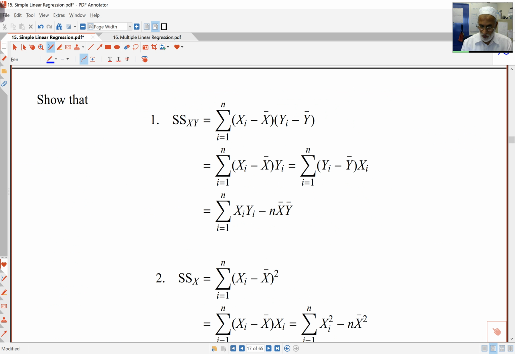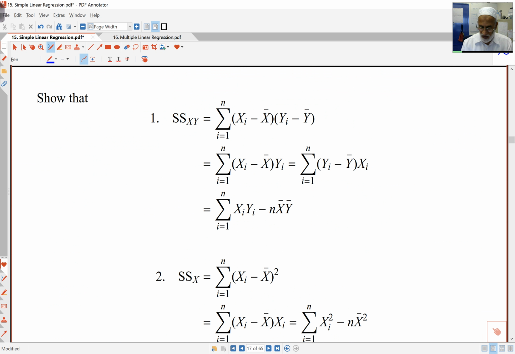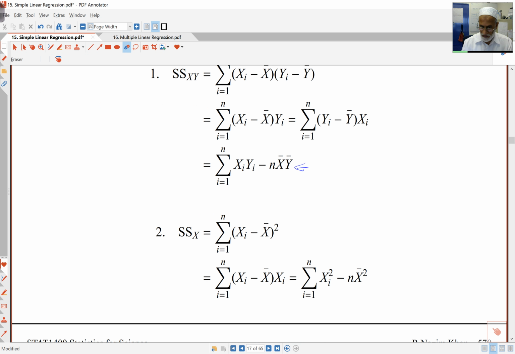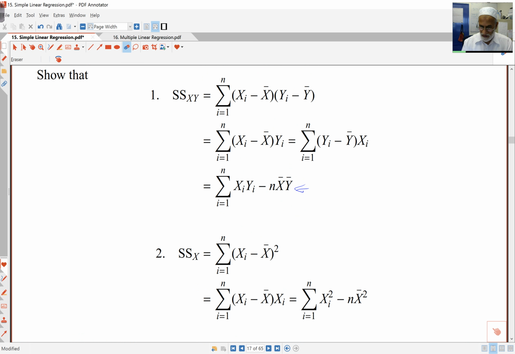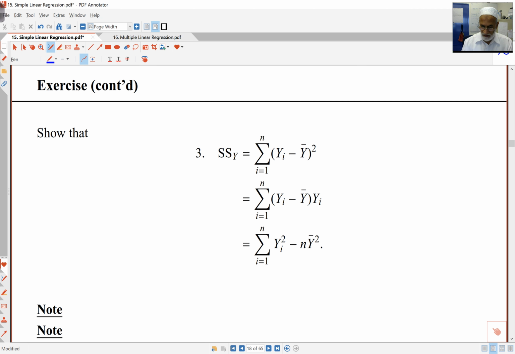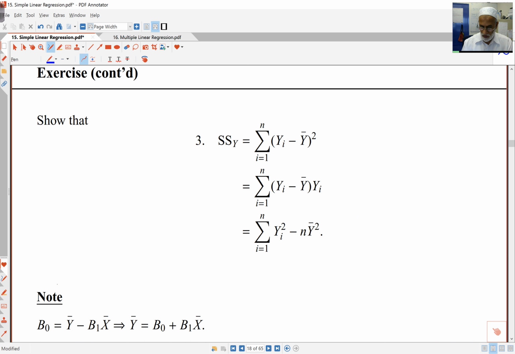Now, as an exercise, I'm going to show that when I start with the sum of xi minus x bar times yi minus y bar, I can simply drop the y bar and get this expression here, or alternatively, I can simply drop the x bar and get the other expression. In either case, they're both equal to the last term there. Also, xi minus x bar squared is a special case of this where the y's are equal to the x's. So that also follows, xi minus x bar times xi, and that becomes the sum of xi squared minus n x bar squared. And finally, we can show that the same happens with the y's.